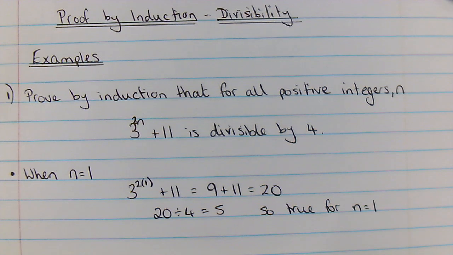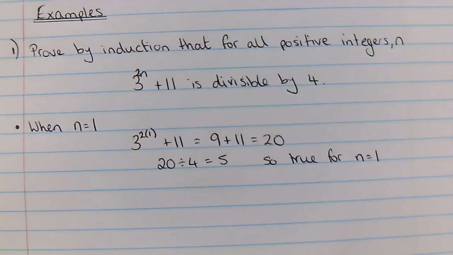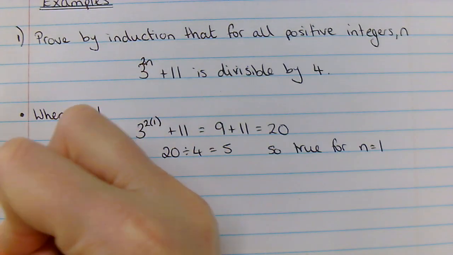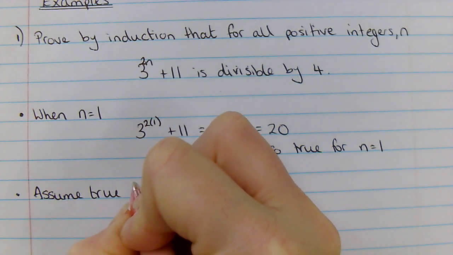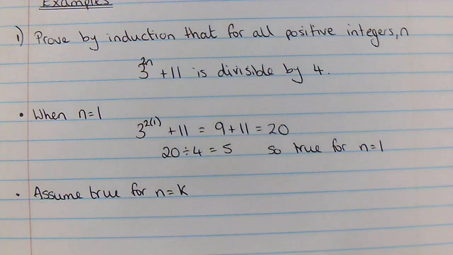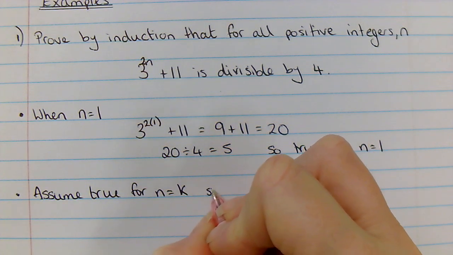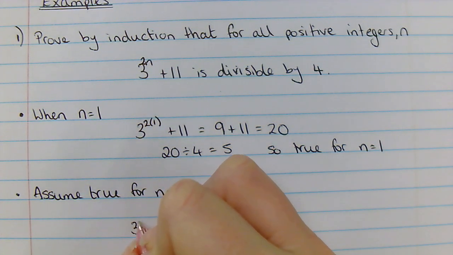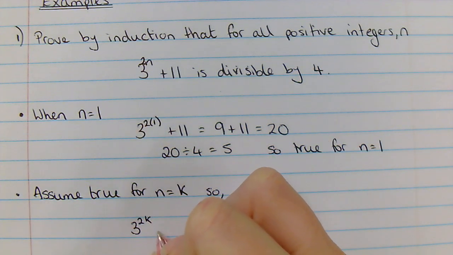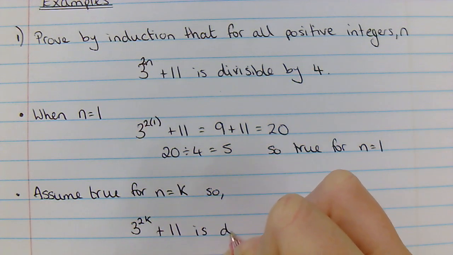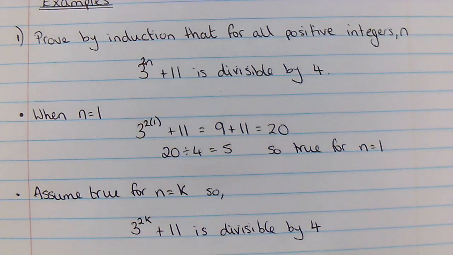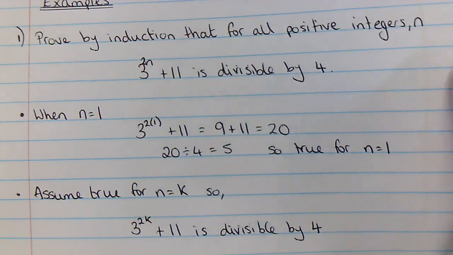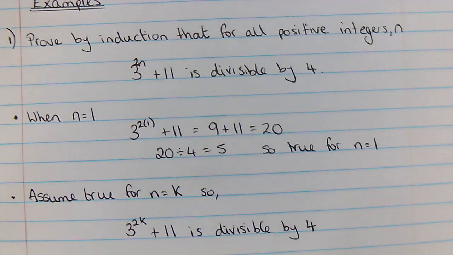Okay, so exactly the same steps. The next step is we assume it's true. So assume true for n equals k. And this is where it's going to slightly change here. So we're still going to do 3 to the power of 2k plus 11 is divisible by 4.